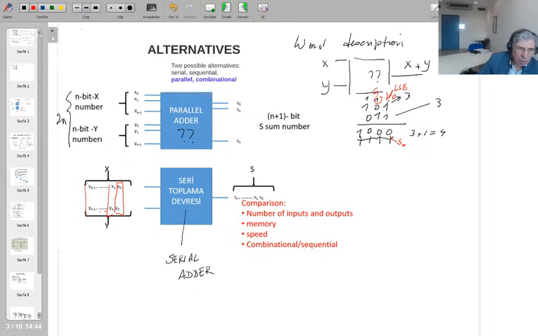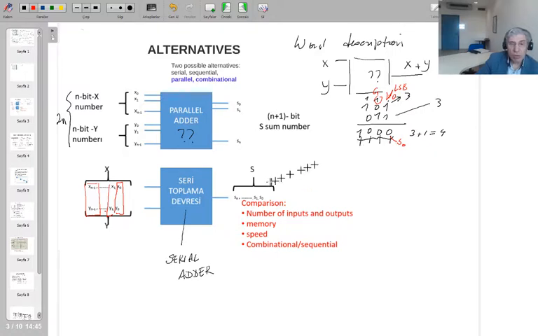At the end, after n operations, you're going to apply xn minus 1, yn minus 1. So that is the serial input. From this serial input, we are going to get the serial output. What it means is we are going to observe some output first, and then this, and then this, and then this. So what does this mean? We are going to observe the sum number serially in time.